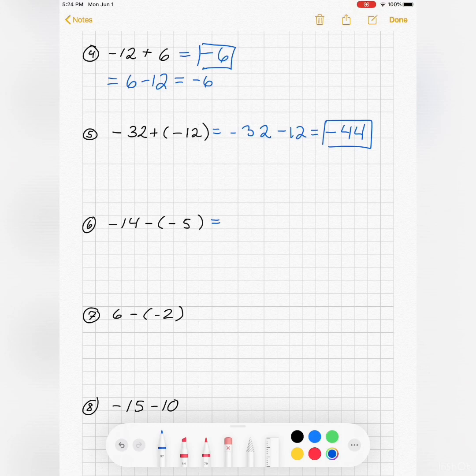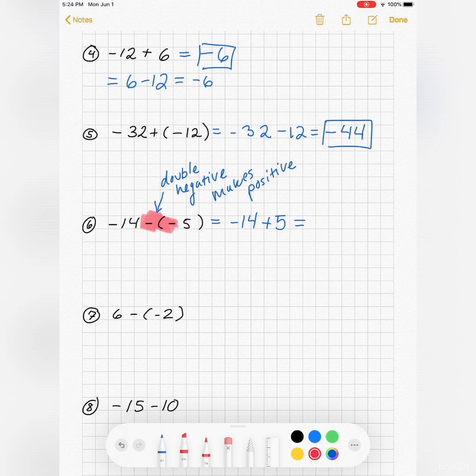Okay, how does this work? This one was kind of interesting. Do you remember this? So here I have a double negative. So those negatives actually cancel each other out. So when I have that double negative there, that makes a positive. Okay, so -14 minus a -5 is -14 plus 5. There's my little rule.